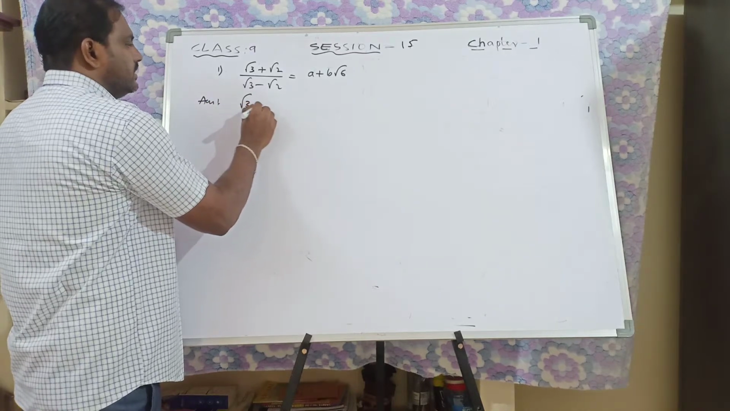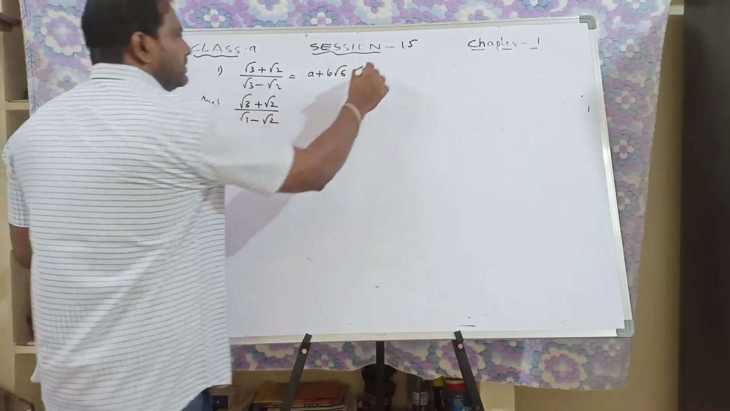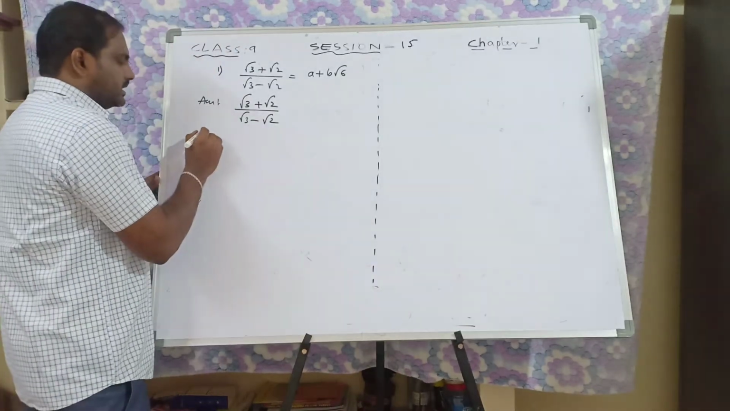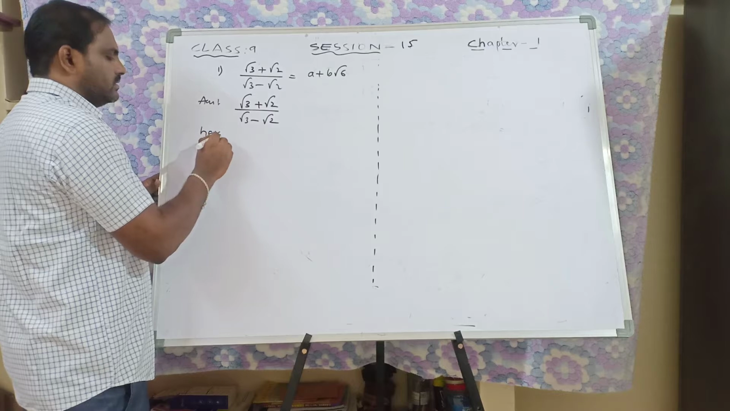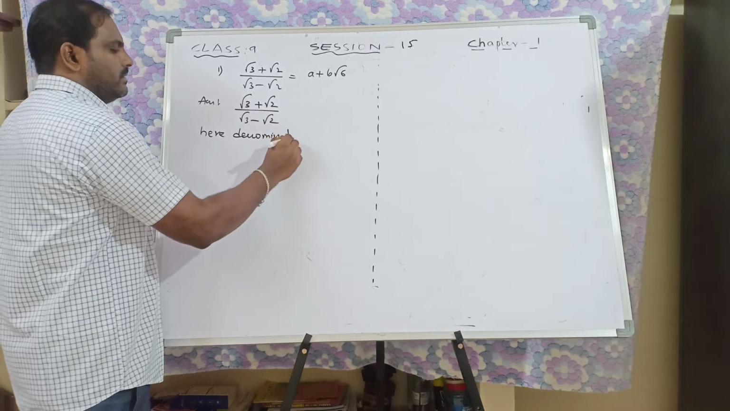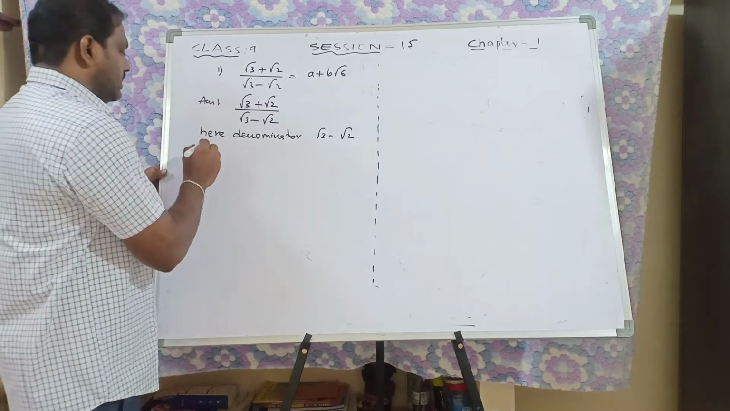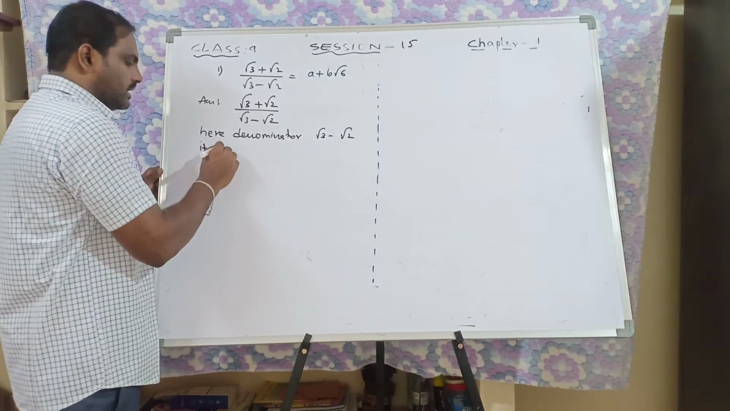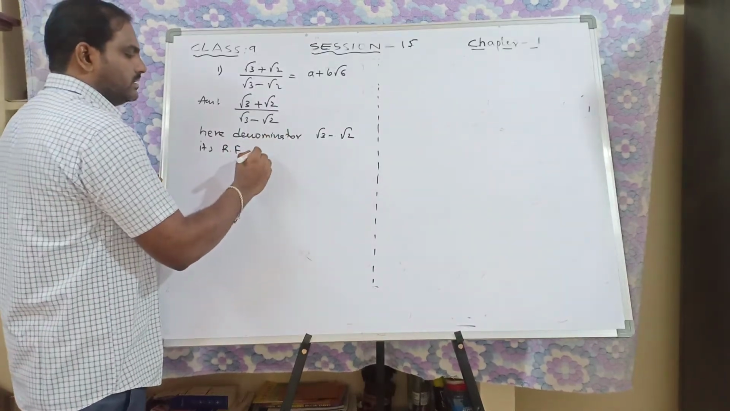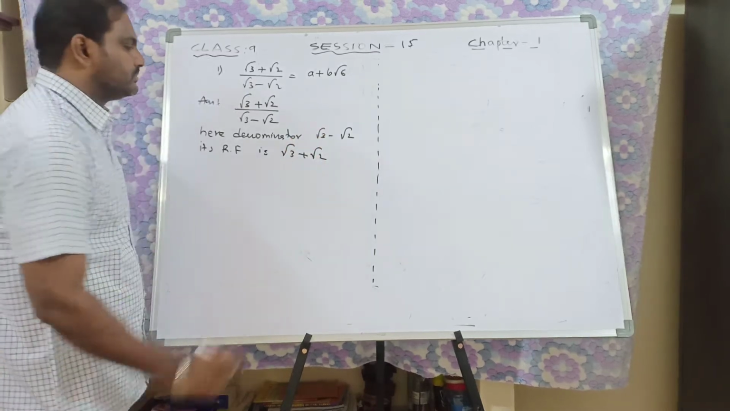Given root 3 plus root 2 by root 3 minus root 2. Here, what is the denominator? Yes, root 3 minus root 2. Therefore, what is its rationalizing factor? We have to write root 3 plus root 2 as its rationalizing factor.